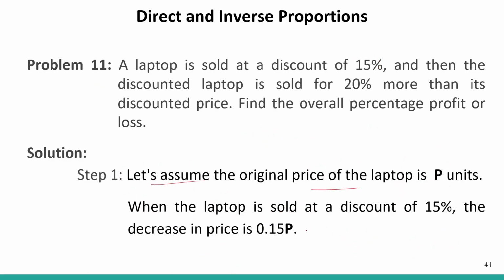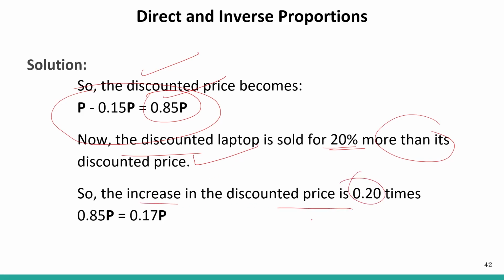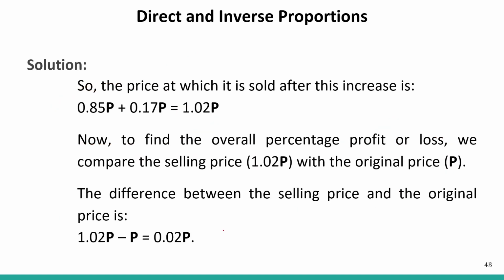Okay, so let's assume the original price of the laptop to be P. When the laptop is sold at a 15% discount, the decrease in price becomes 0.15P. So the discounted price becomes P minus 0.15P, which is equal to 0.85P. Now the discounted laptop is sold at 20% more than its discounted price. So the increase is 0.2 into 0.85P, which is equal to 0.17P.